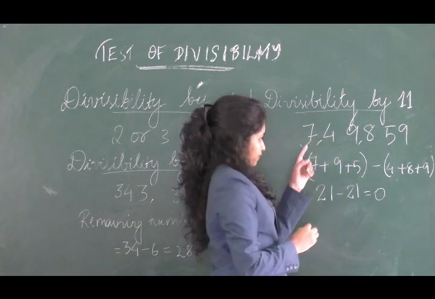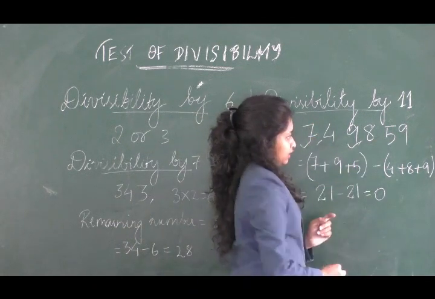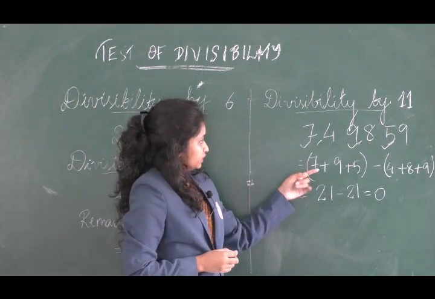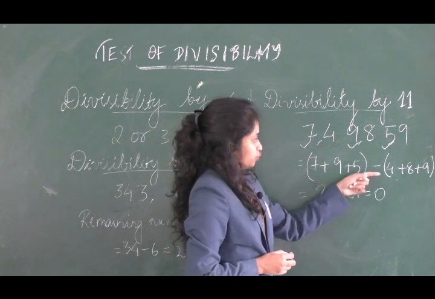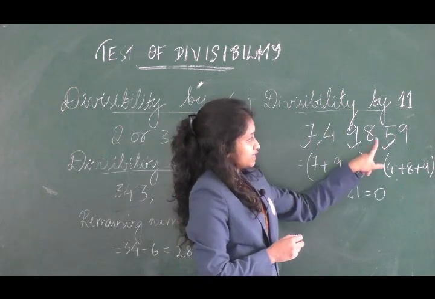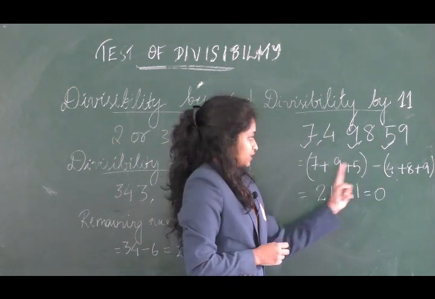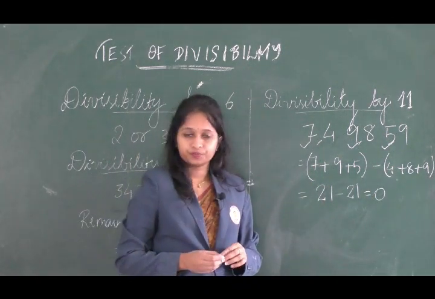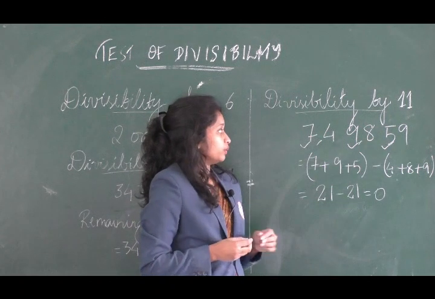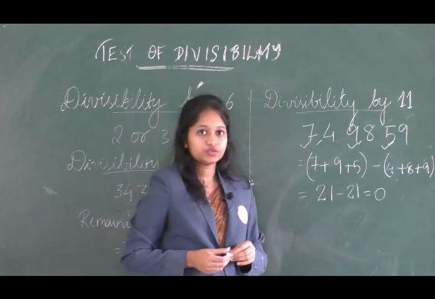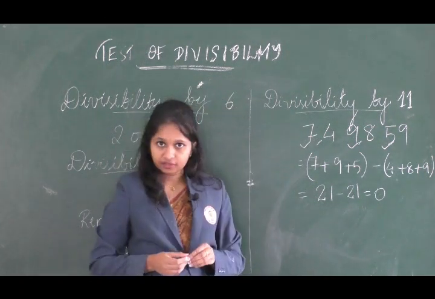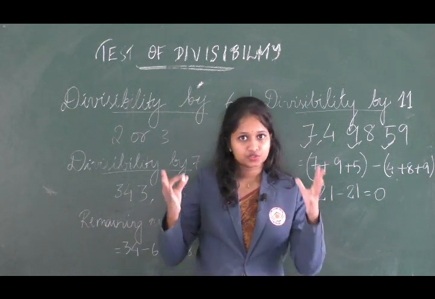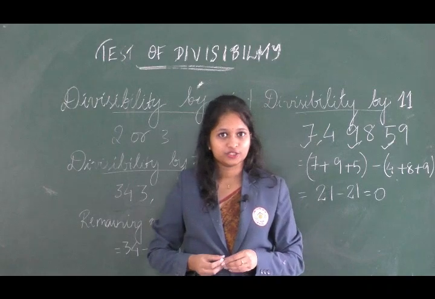First you have to take 7 plus 9 plus 5. These are the alternate numbers. So 7 plus 9 plus 5 minus 4 plus 9 plus 11. When you subtract both the numbers, you get 0 as the answer. So this whole number, that is 7,49,859, is divisible by 11. Hope you all understood all the divisibility.